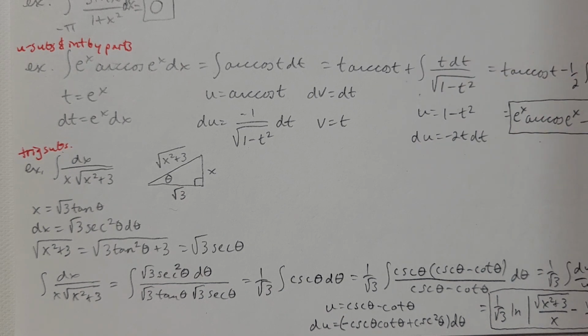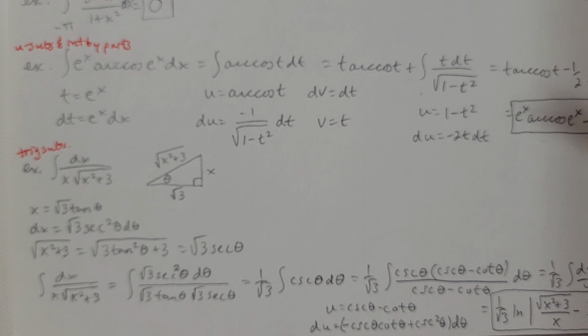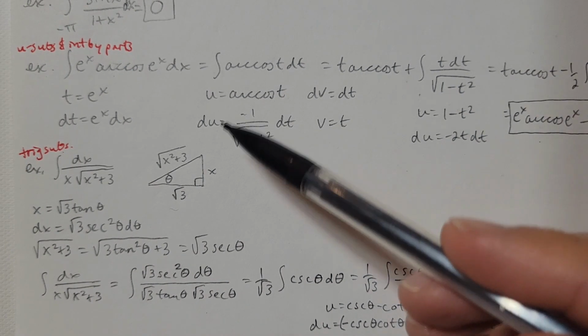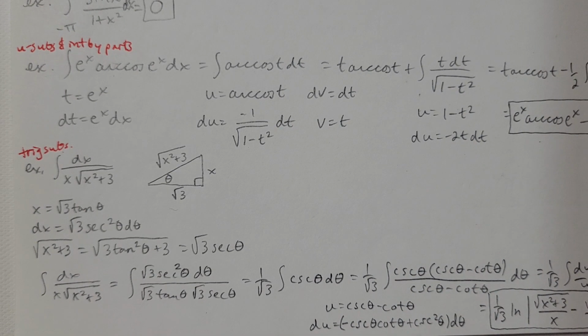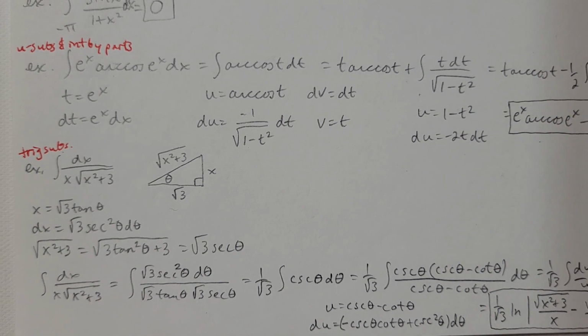I would suggest knowing the derivatives of tangent inverse of t, right here, the derivative of sine inverse of t, that'd be this guy without the negative, and then the derivative of cosine inverse of t, that'd be what we see here. The reason I say that is because you will see problems that involve the inverse trig functions.